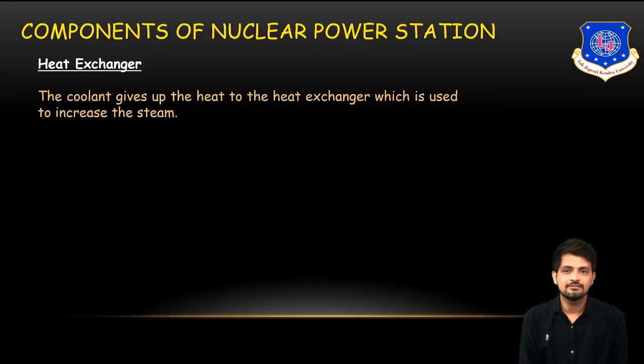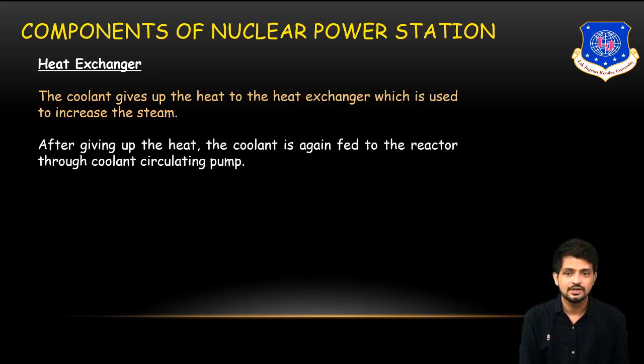Okay, then second one is heat exchanger. Heat exchanger is used to generate the steam. See, water is already present inside the heat exchanger, then the coolant water is coming along with the heat, so that heat is transferred to the water present inside the heat exchanger. The coolant will give up the heat which is used to generate the steam, and this steam is again given to the turbine.